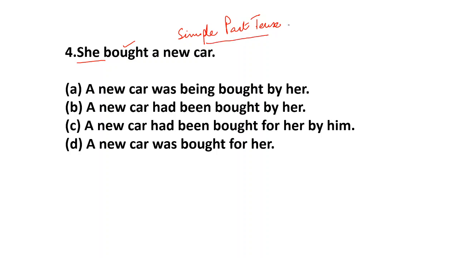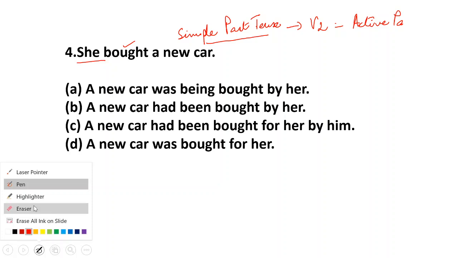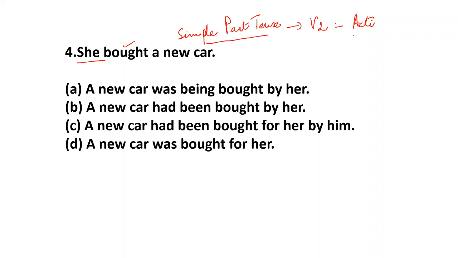So I have given you the rule that in simple past tense, there will always be V2 in the active voice. In the passive voice, it will change into V3. And in the passive voice, what will be the rule? I gave you in the beginning that in the passive voice, it is very simple. Was, were will be there. Then there will be V3. Then there will be by. Then there will be the subject.